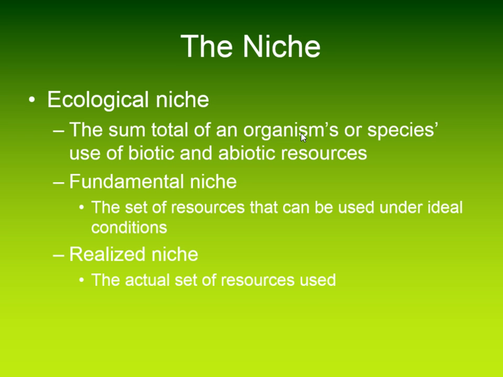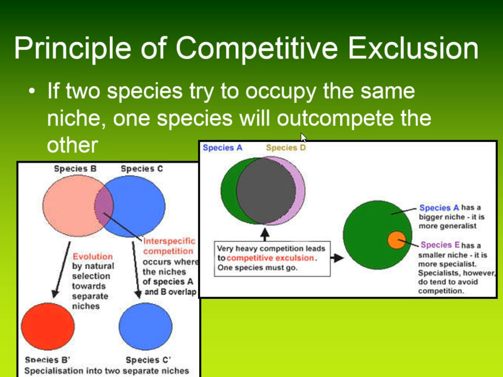Now, there are really two kinds of niches. You have a fundamental niche, and that's ideally what you'd be doing, right? The realized niche is what you're actually using. Two species will often try and occupy the same niche. When that happens, according to the principle of competitive exclusion, which is pretty accurate, one species will outcompete the other. And so there are only a couple of options when that happens.